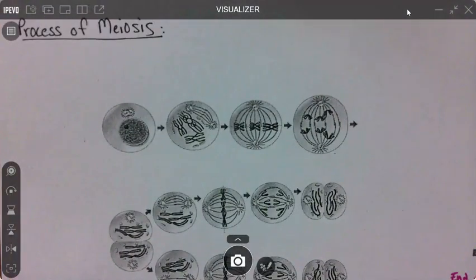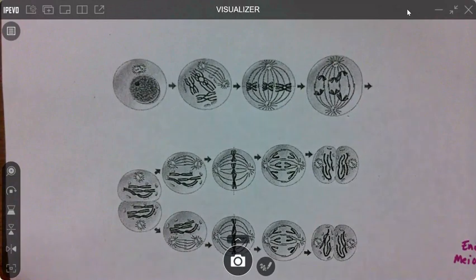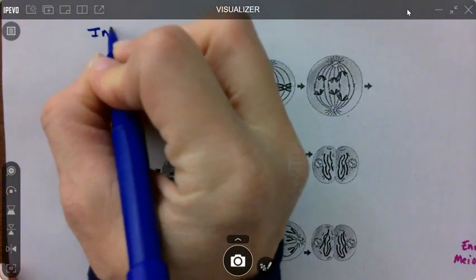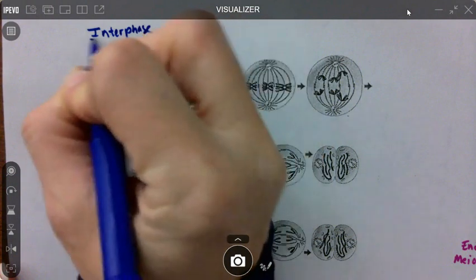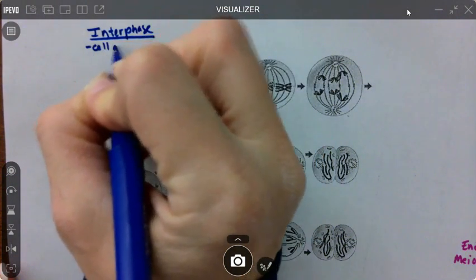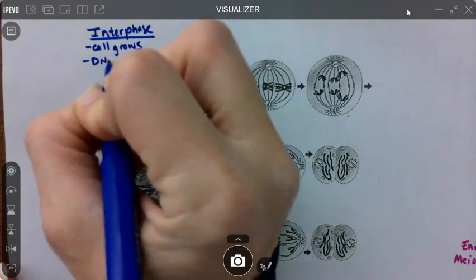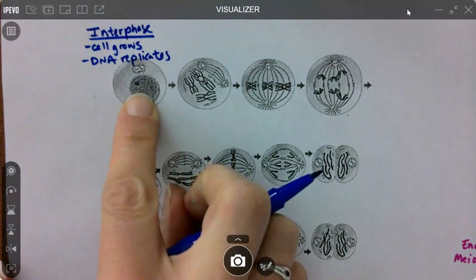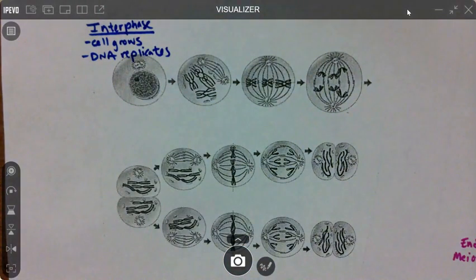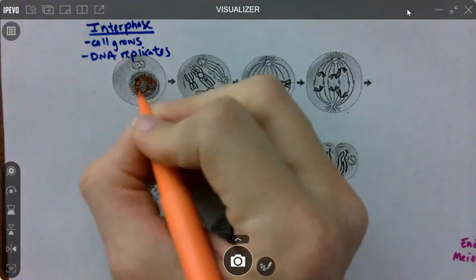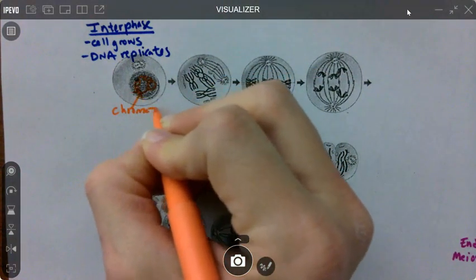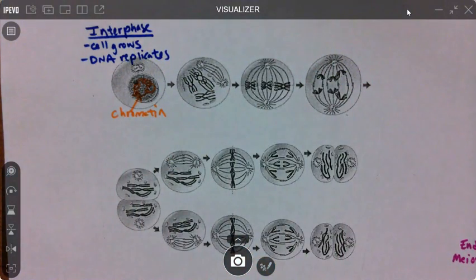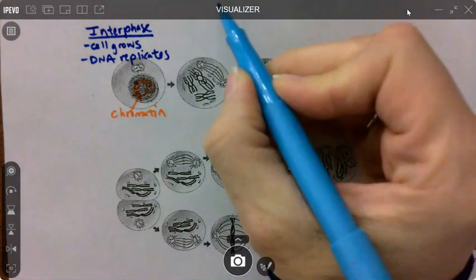So here we're talking about the process of meiosis. Meiosis starts with interphase, like I said earlier. In interphase, the cell grows and DNA replicates. And just like you see in mitosis, the DNA here is in chromatin form. Then we enter meiosis 1. In meiosis 1, you have prophase 1, metaphase 1, anaphase 1, telophase 1. So we'll start with meiosis 1 here.